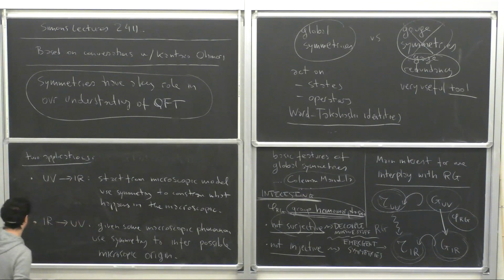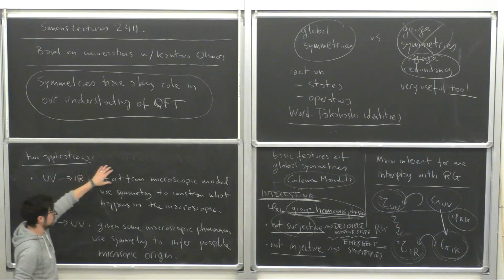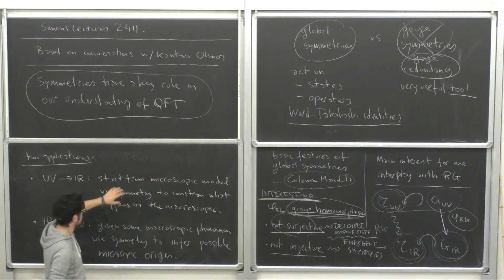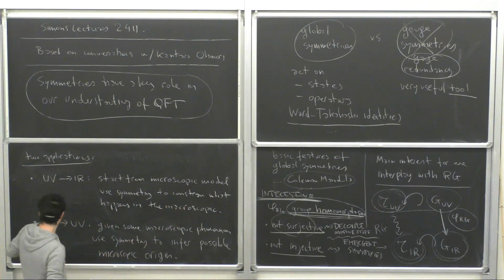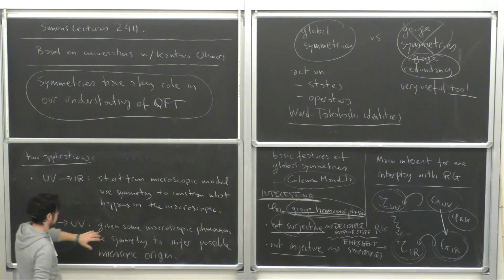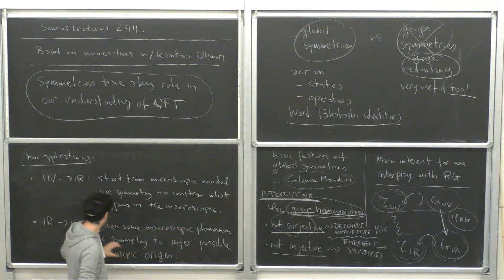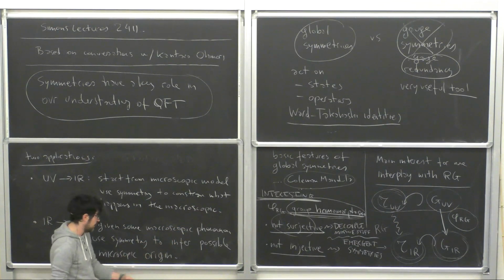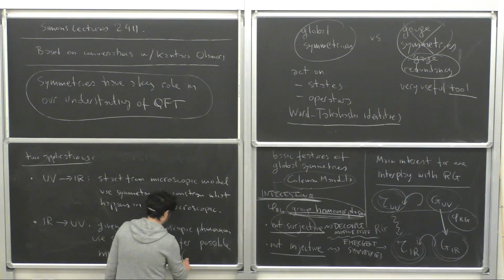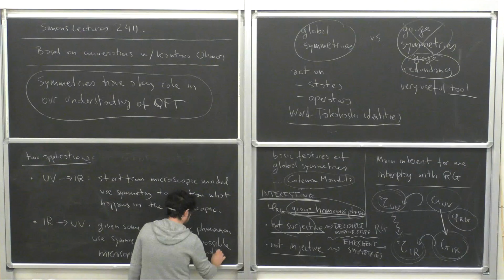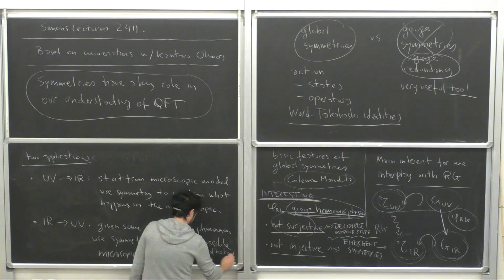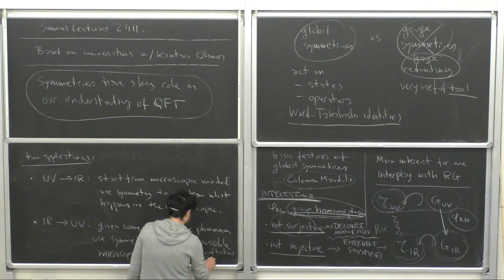So two applications. Going from the ultraviolet to the IR, we start from some microscopic model, and we try to use symmetry to constrain what happens in the macroscopic. And then there is an infrared to the UV, given some macroscopic phenomenon. We want to use the symmetry to infer some possible microscopic origin of it. So if you like, you have the spectrum of hadrons, and you want to find the QCD Lagrangian.